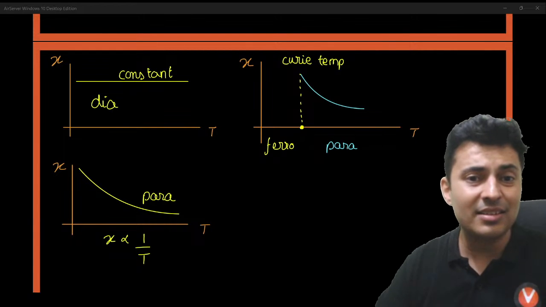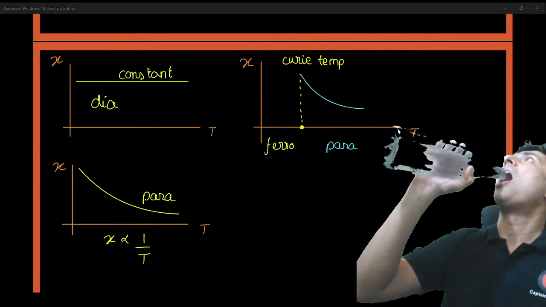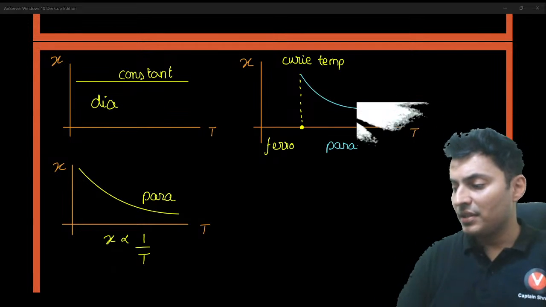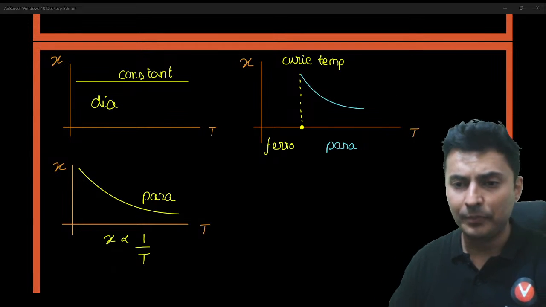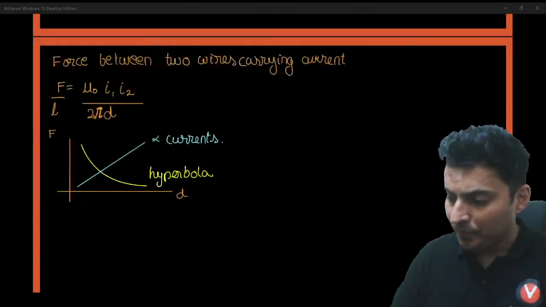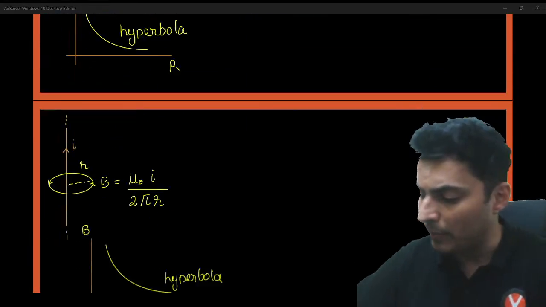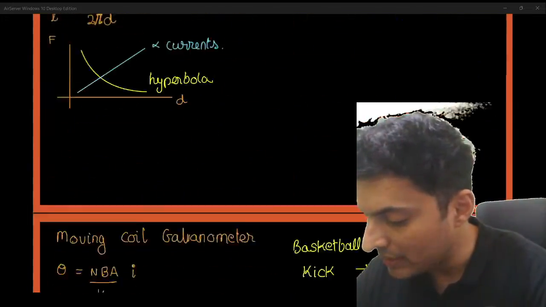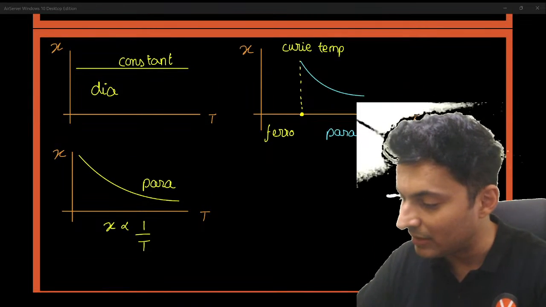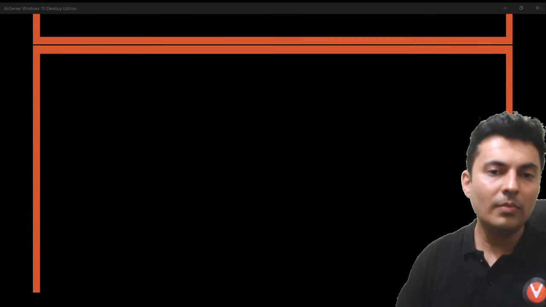Hysteresis is removed, so that's why I'm not going to draw it. Slowly, let's go to EMI, electromagnetic induction. See, guys, with me you are discussing so many graphs. Otherwise, you would have missed so many things. Are you enjoying the session?